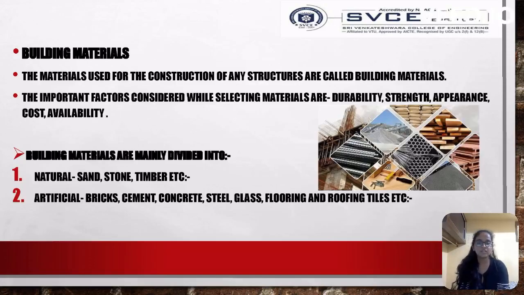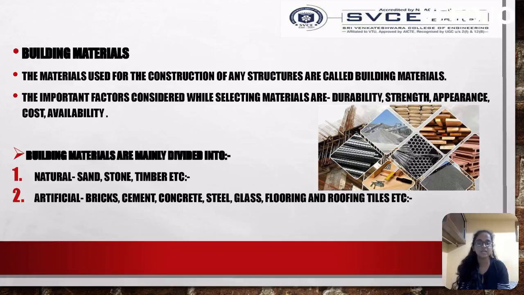Building materials. The materials used for the construction of any structure are called building materials. The important factors considered while selecting the materials are durability, strength, appearance, cost, and availability. Building materials are mainly divided into two types: one is natural and another is artificial.